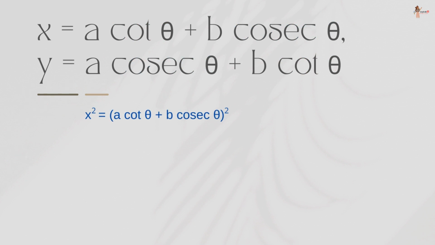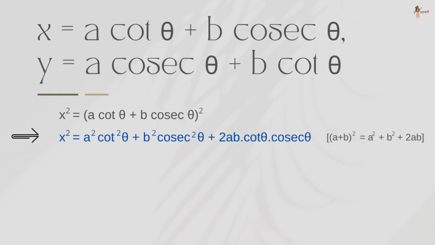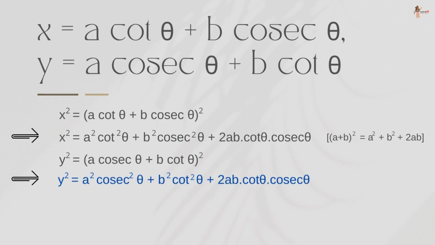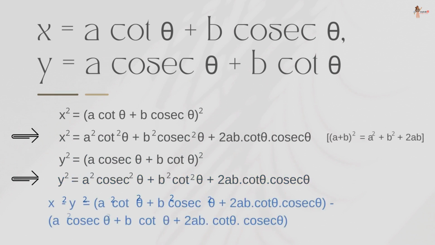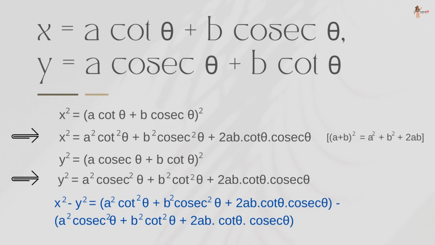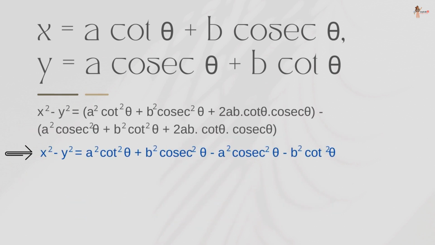So x square equal to a cot theta plus b cosec theta whole square, which gives us this. Similarly, y is equal to a cosec theta, y square equal to a cosec theta plus b cot theta whole square, which gives us this. Now subtracting both, we get x square minus y square equal to this. Solving it, we are left with x square minus y square equal to this.